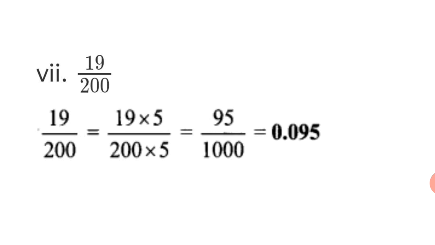19 into 5 is 95. 200 into 5: 5 2s are 10, and 2 zeros carried becomes 1000. So 95 upon 1000 is equal to 0.095. We need 3 digits from the right and then a point. If there is no digit, we put a 0 and then put a point, and in the integers place also a 0. So 0.095 is your final answer. I hope you got it. This way you are going to convert a common fraction into a decimal fraction.